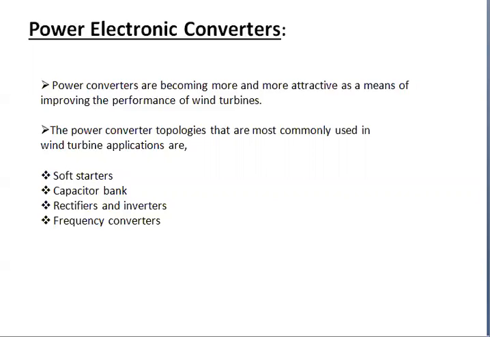The next one is the frequency converters. The frequency converters are again classified into three types. These are back to back converters, multi-level converters, and matrix converters. By using these converters also we can control the power in the wind turbines. So this is about wind turbine topologies.